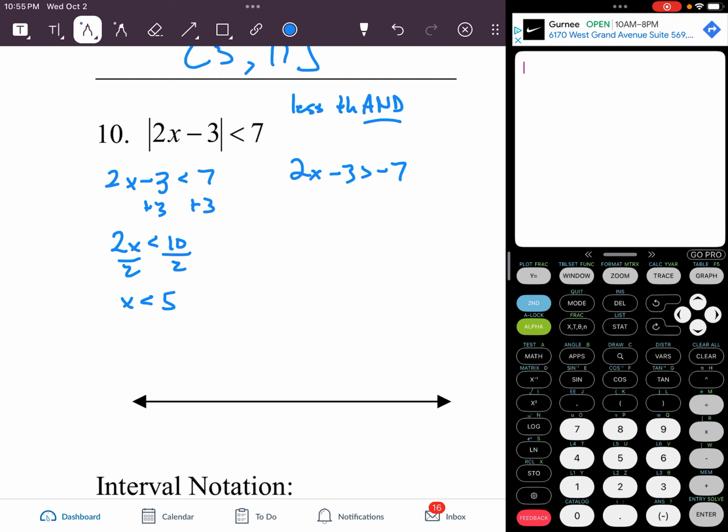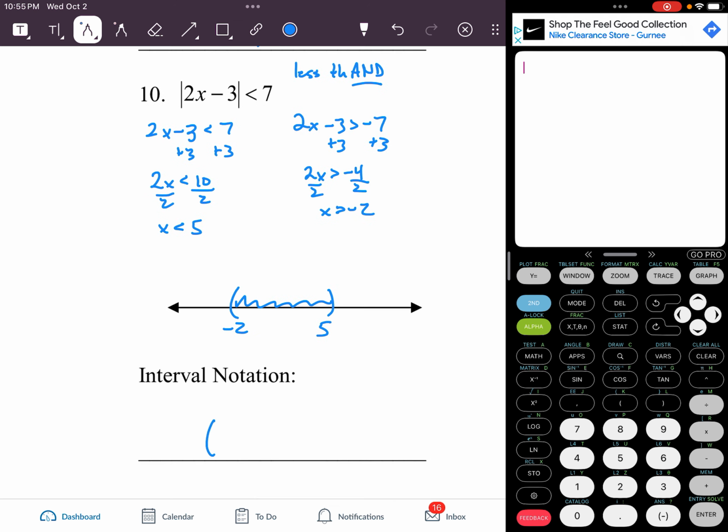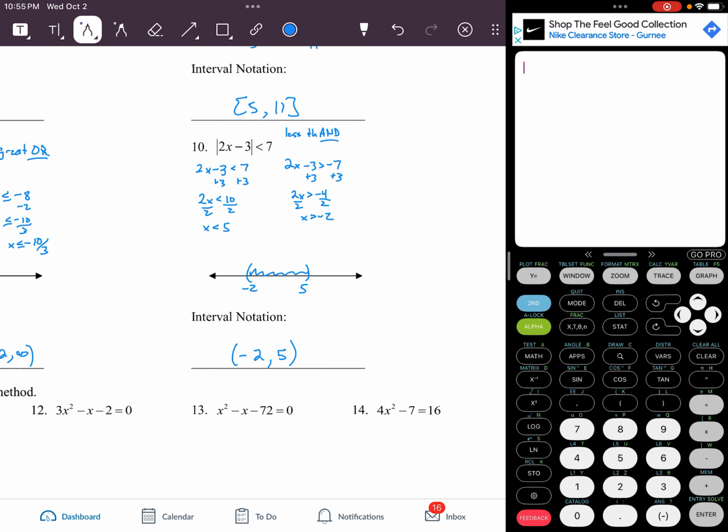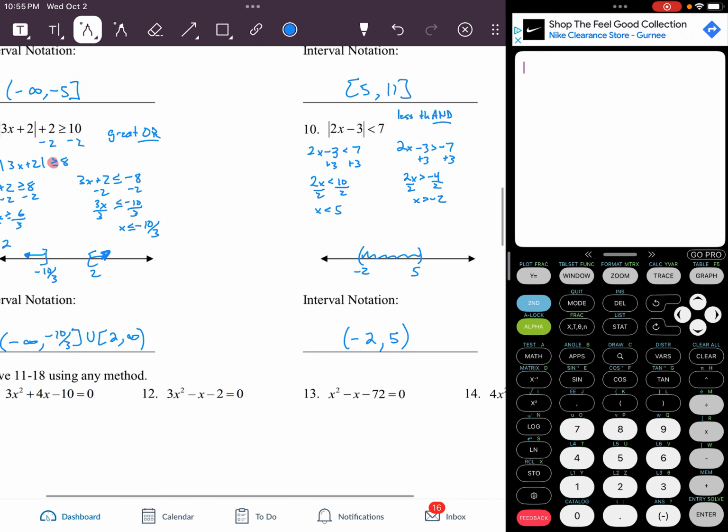On the other side, add 3. 2x is greater than negative 4. Divide by 2. X is greater than negative 2. All right, as an "and," that's where they overlap, and that's what we write down for interval notation. And we are done with inequalities.